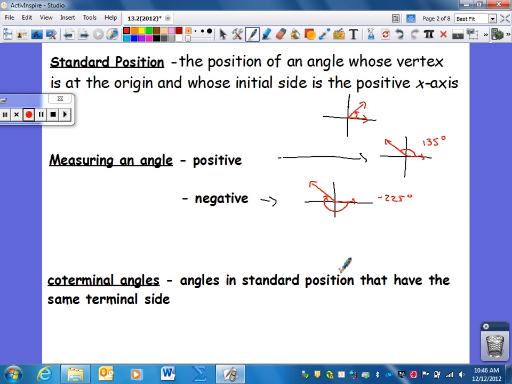So, 135, negative 225, they're coterminal, same angles. You guys are going to list a bunch of them. Jess.